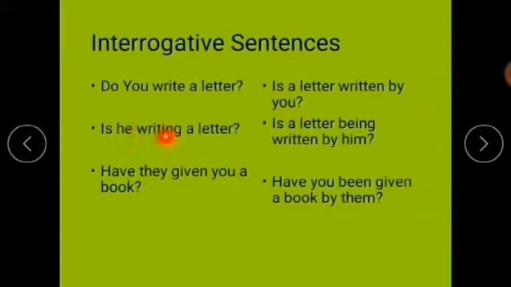Is he writing a letter? Is a letter being written by him? Have they given you a book? Have you been given a book by them?